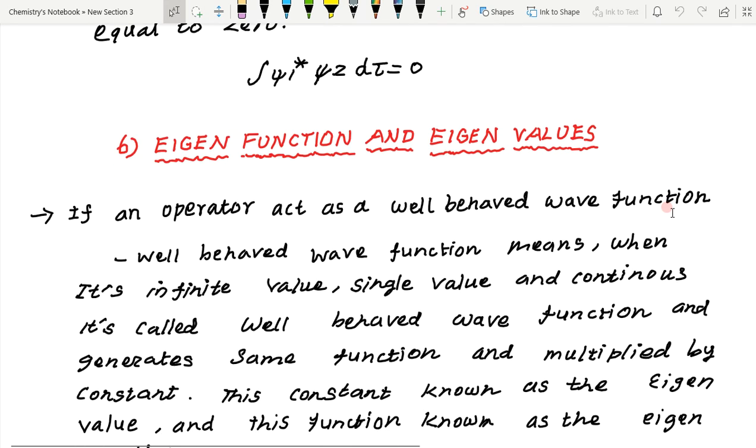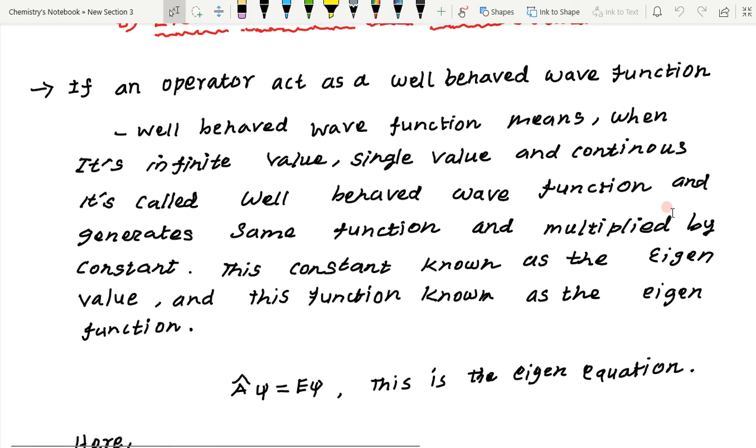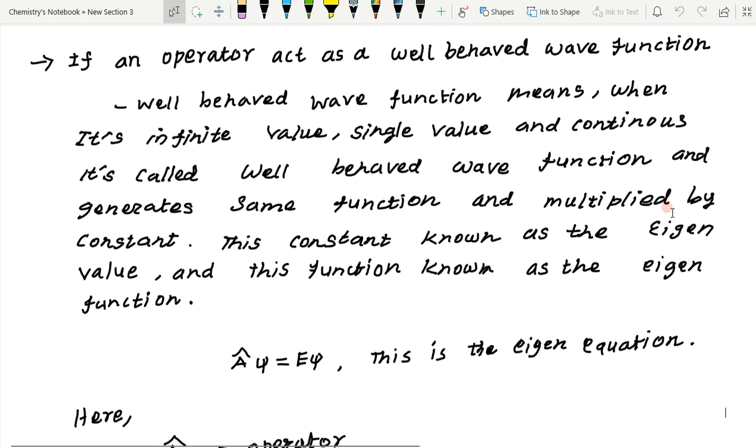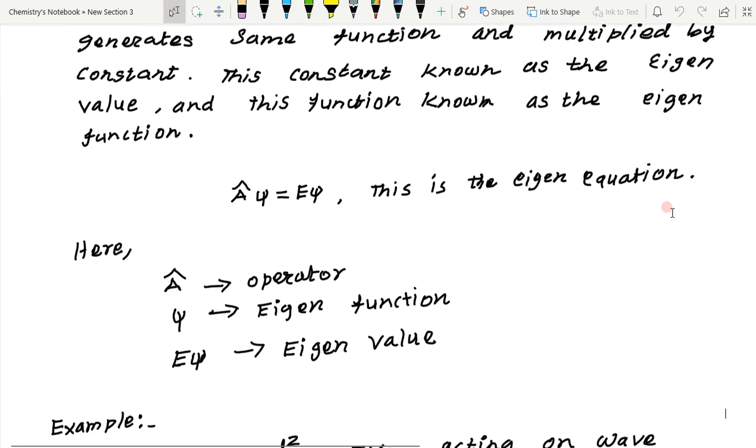If an operator acts on a well behaved wave function, what is a well behaved wave function? Please note this carefully. See the definition. A well behaved wave function is one that is finite, single valued and continuous. When the operator acts on it, it generates the same function multiplied by a constant. This constant is known as the eigenvalue and this function is known as the eigenfunction.